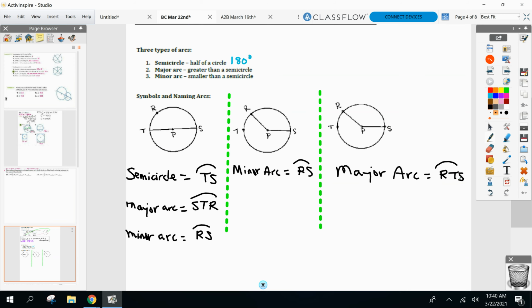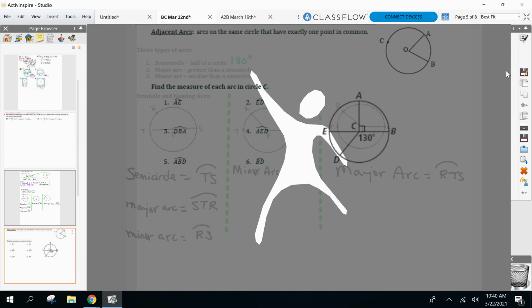All right, we feeling comfortable? Naming an arc, minor, major. All right, now I want to go back to that theorem I just gave you, which is a central angle is equal to its arc measure. That's what I want to go back to now and use that theorem in these questions. There's actually one more I have to go through.